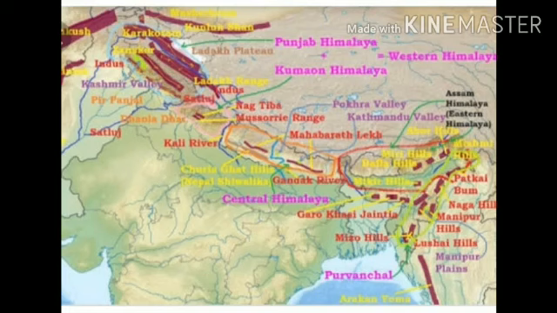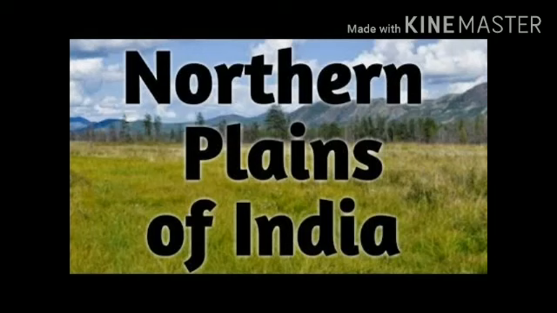Moving on to understand northern plains of India. Students, this plain is formed by three river systems which are the Indus, the Ganga, and the Brahmaputra along with their tributaries. Students, this plain is formed by alluvial soil. It spreads over an area of 7 lakh square kilometers. Students, these plains are about 2400 kilometers long and between 240 and 320 kilometers broad. Students, mention the extent of northern plains of India.